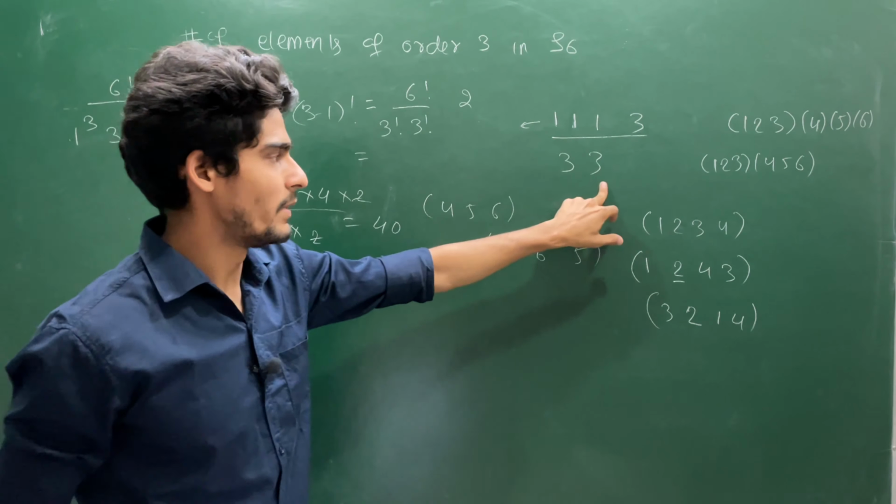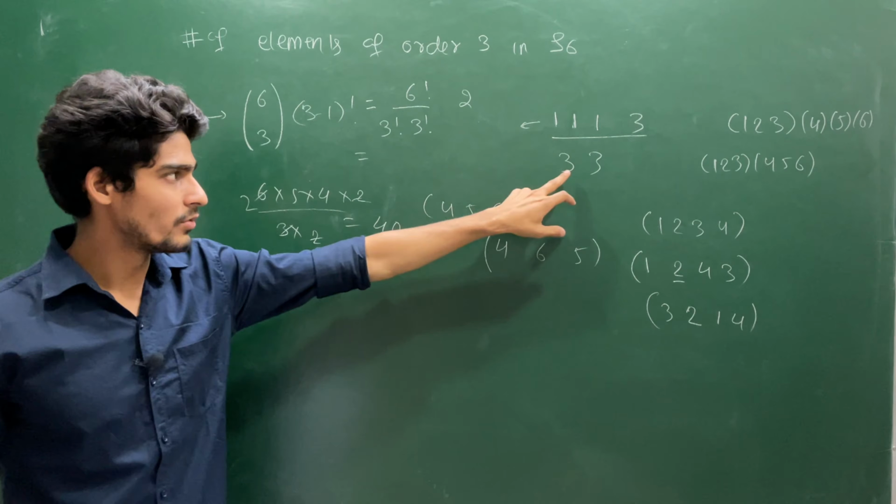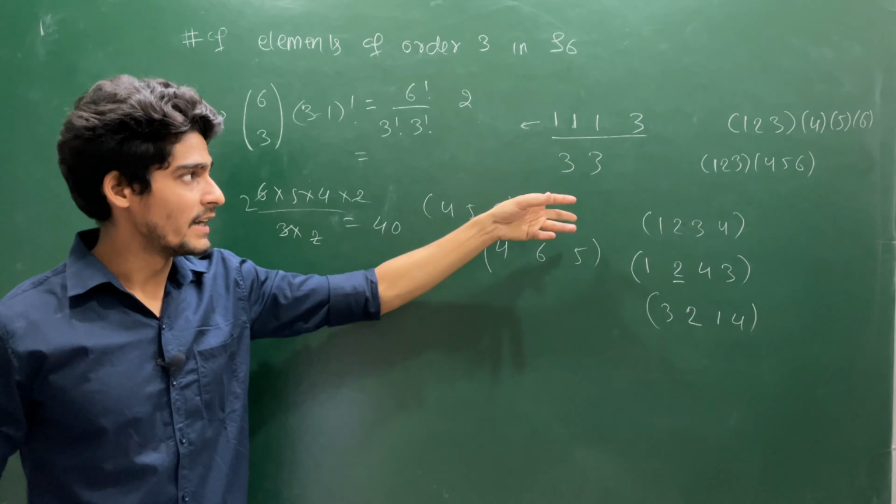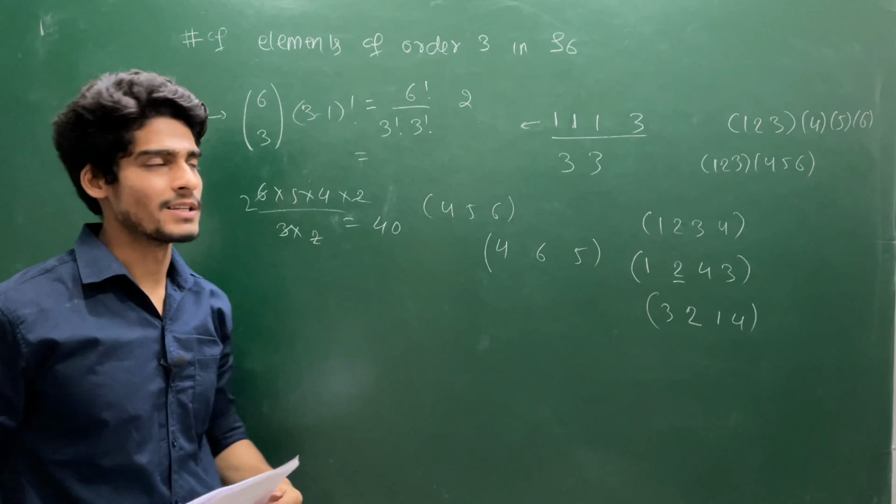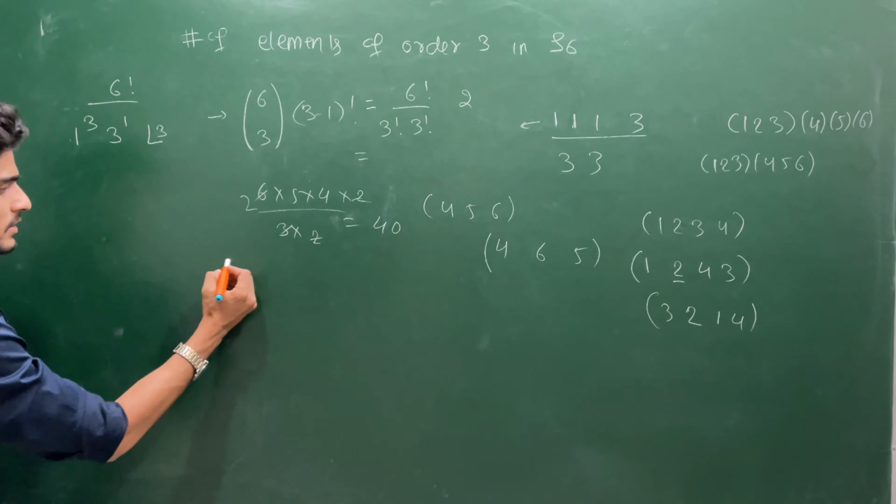For this type of elements, what do you need? You have 6 symbols, and out of 6 you have to choose the first 3, and then from the remaining 3 you have to choose the rest 3. So the total choice is, first you have 6 and you are choosing 3. This is the symbol for combinations, 6 choose 3. But then you have 3 more elements, because you have to work with the other 3 elements also. So out of 3 elements, you will choose again 3 elements.